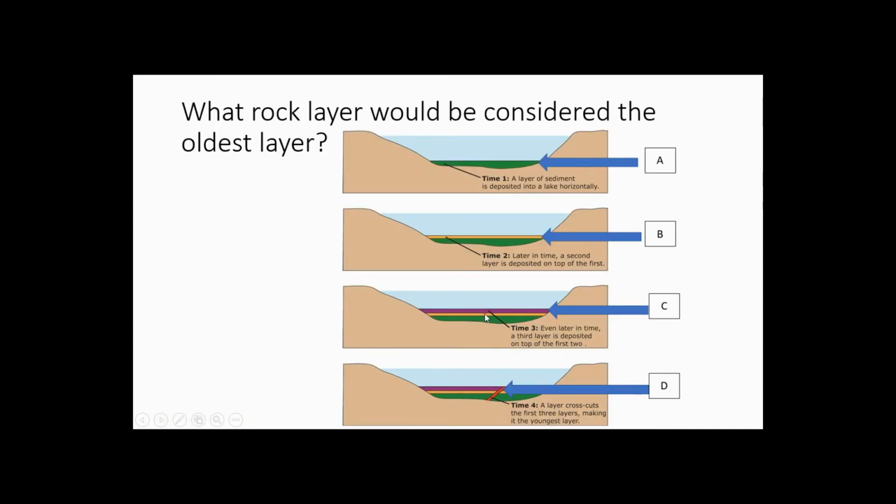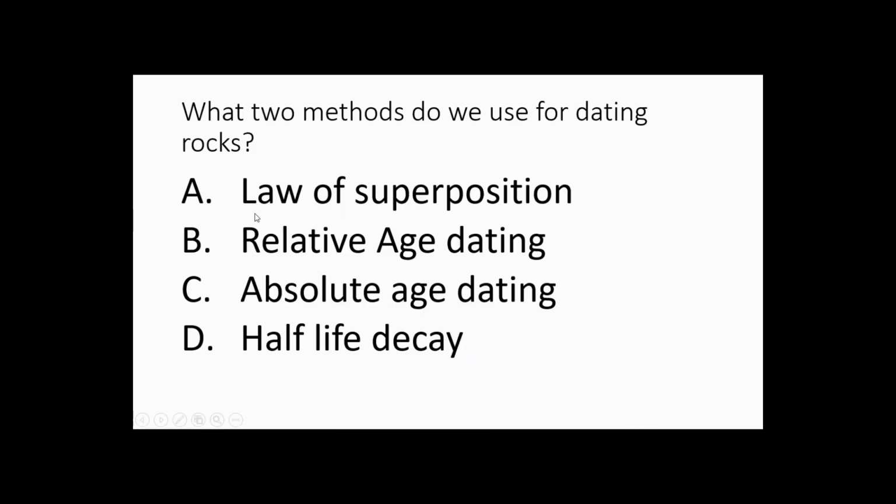This is the one that's being built up right now. What rock layer would be considered the oldest layer in all of these layers? Hopefully you're thinking A, because that's the one that was laid down first. And if you said that, you're right.